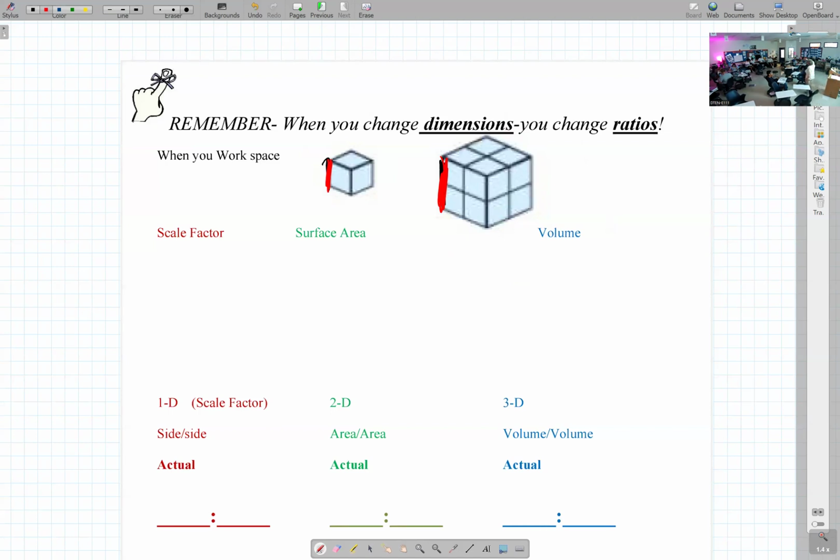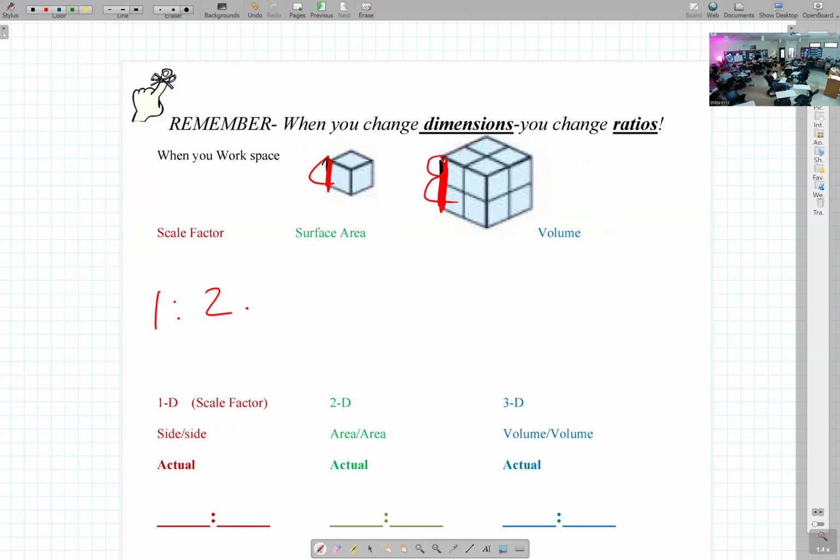That's just length. Length, show me with your fingers, 1, 2, or 3 dimensions. Length, just length. Show me only one. So your scale factor here is 1 unit to 2 units. Now, get the cubes out.